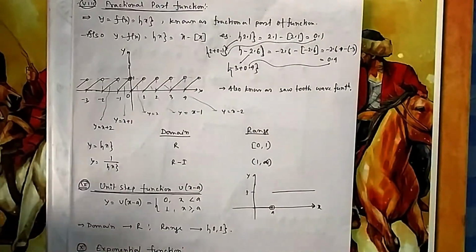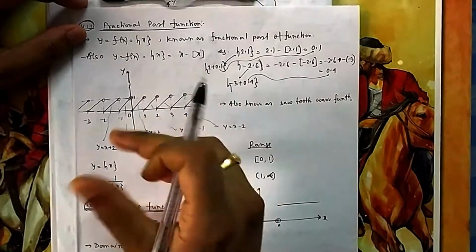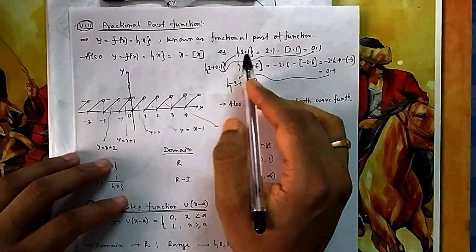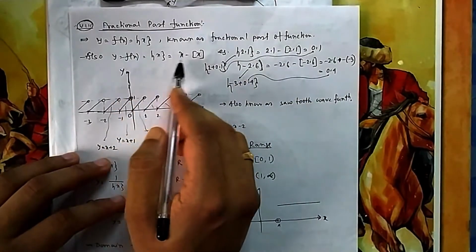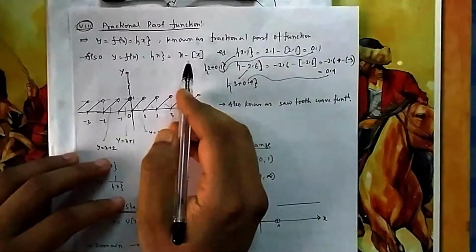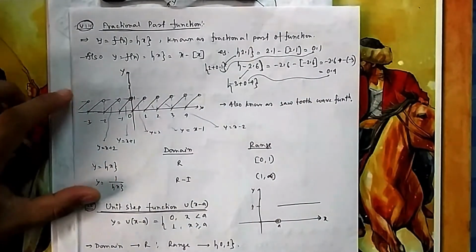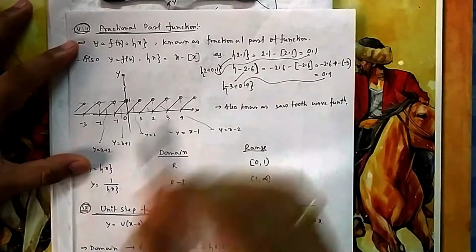Just like box x, it is also denoted by a bracket, this type of bracket of x, which is known as the fractional part of a function. What is the meaning of this one? This can also be written as x minus box x, because it will give you only the fractional part of that function. Some examples I am showing you so that it becomes easy for you.